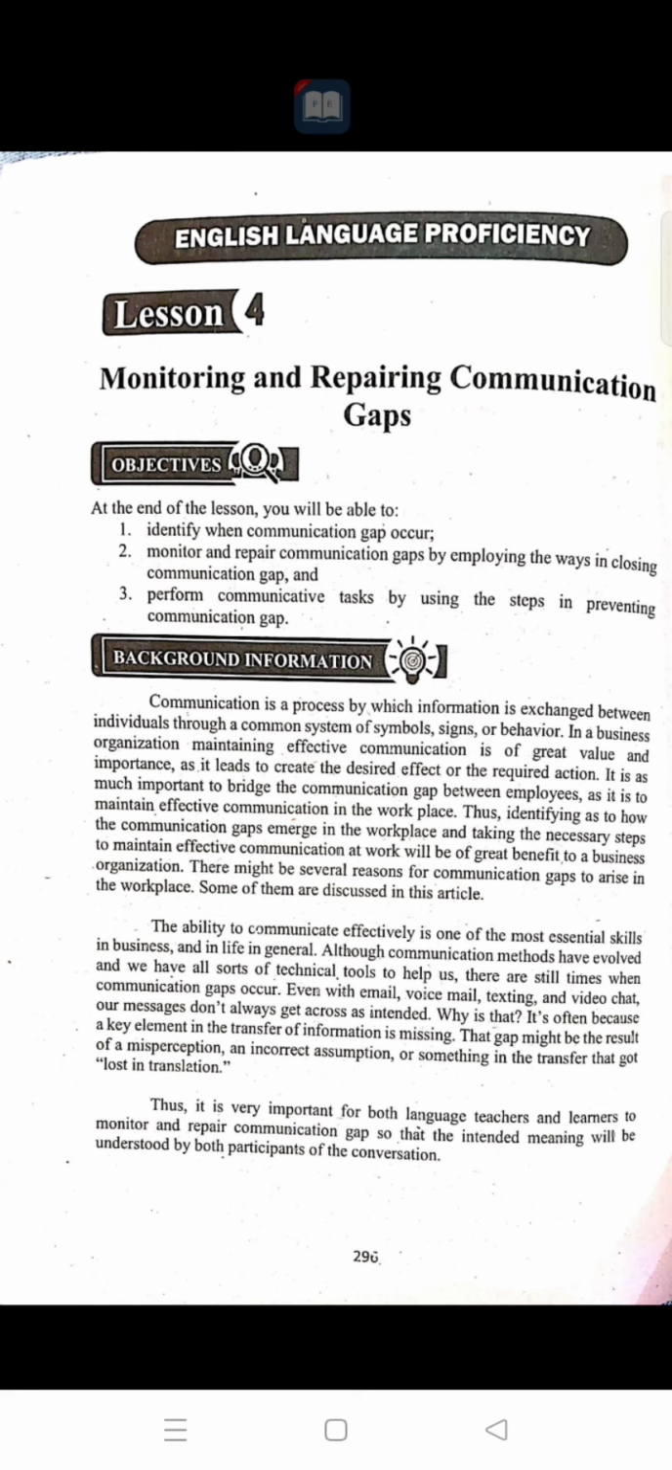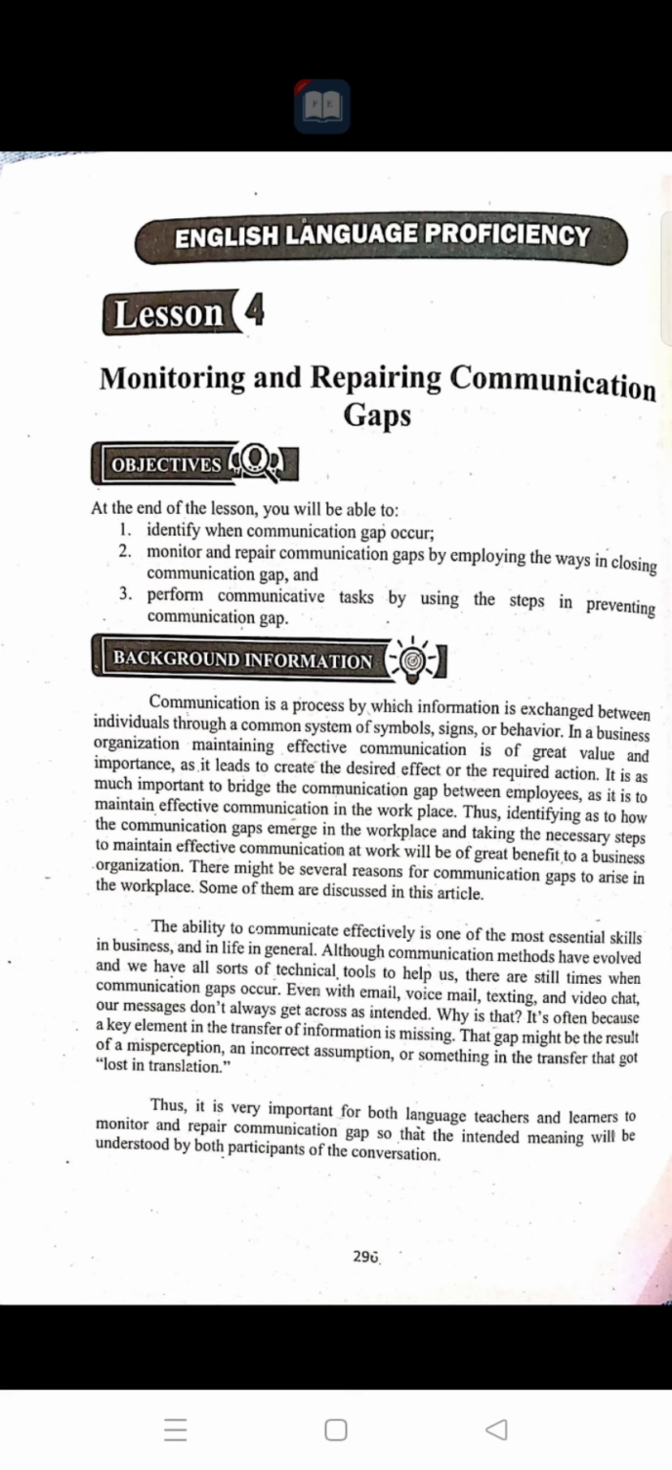Communication is a process by which information is exchanged between individuals through a common system of symbols, signs, or behavior. In a business organization, maintaining effective communication is of great value and importance as it leads to the desired effect or the required action. There should always be effective communication in order for an effective response to occur. So it is as important to bridge the communication gap between employees as it is to maintain effective communication in the workplace.